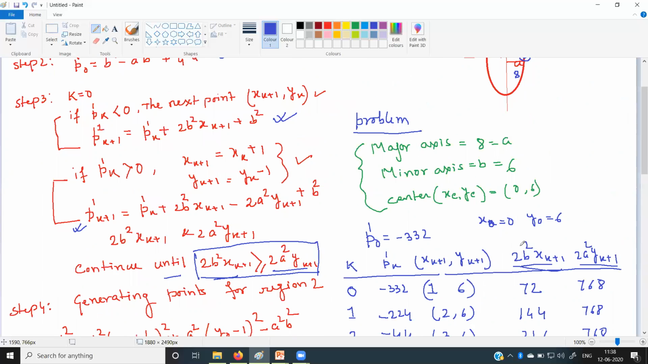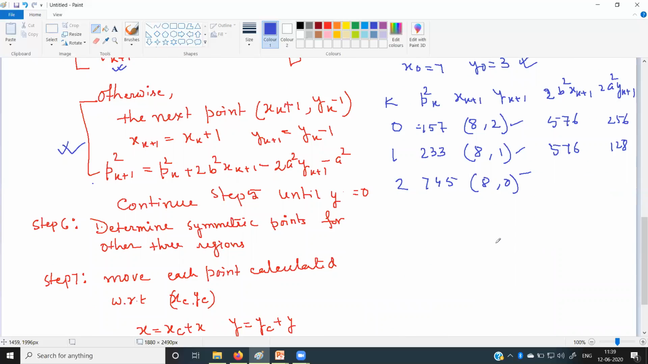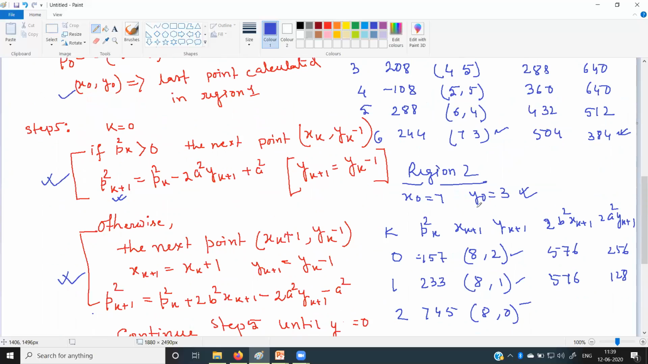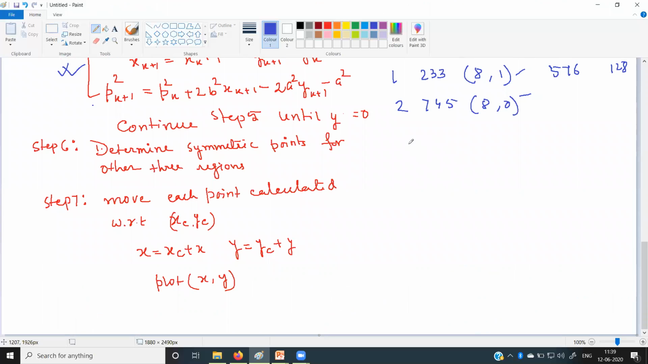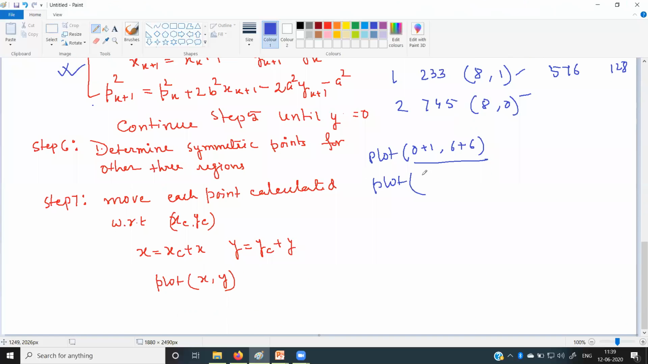As the center is 0, 6, after computation of all these values, I'm just showing 1, 2. This is the first point, 1, 6. The actual point computed on the ellipse is 1, 6, but we have to plot it at 1, 6 offset by the center, as the value of the center is 0, 6. So we plot the point at this position. Then we plot the next point. What is our next point? The next point is 2, 6, so we plot the next point at 2, 6 as the center value is 0 and this is 6. In this way you can plot all the points.